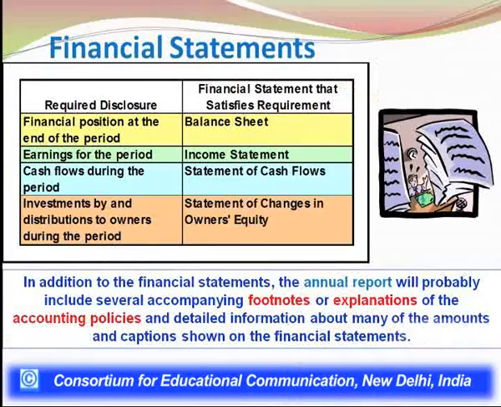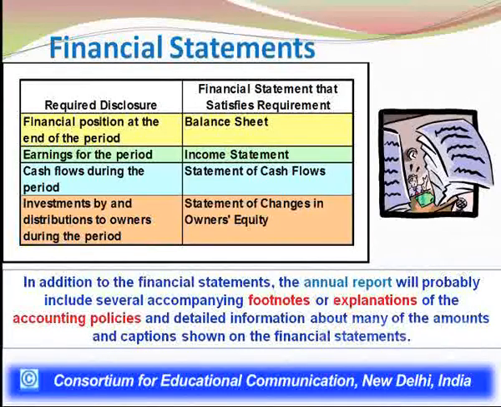I'm sure you may have a few answers, but prior to that, let's have a look at the slide on the screen, which says financial statements: what required disclosures and what information is available in a particular financial statement. On the left-hand side, the title says required disclosure, and the right-hand side says financial statements that satisfy the requirement. If I want to know the financial position at the end of an accounting year, in terms of assets, liabilities and capital, then we refer to the statement known as the balance sheet.